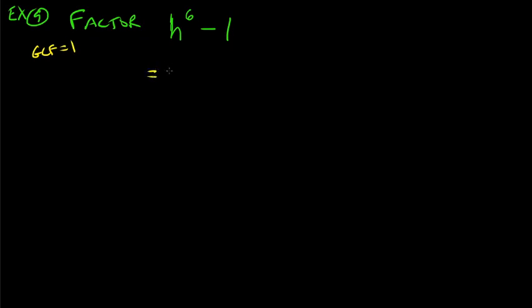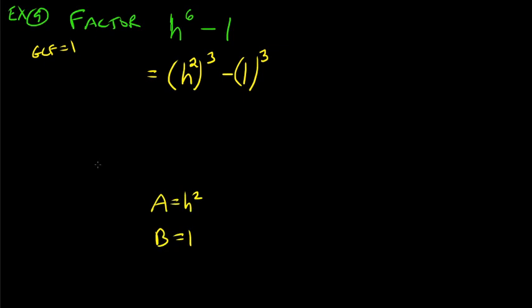And h to the 6, we're looking for a perfect cube. So what times 3 is 6? 6 divided by 3 is 2. So h squared cubed minus, well, 1 times 1 times 1 is also 1, so 1 cubed. That tells me that my a should be h squared, and my b is just 1. And we're going to factor this yet again as a cubed minus b cubed, which is a minus b times a squared plus ab plus b squared.